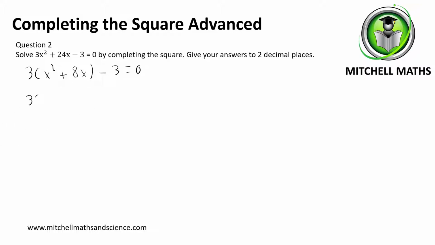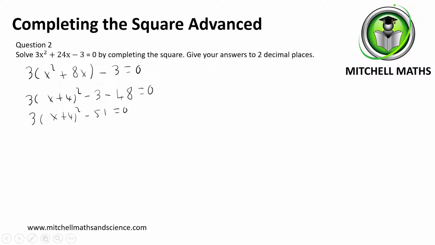Then I'll get 3 times x plus 4 squared. Well, 4 times 4 is 16. Remember to times it by the number in front, which is 3. Therefore, I'll get minus 3 minus, well, 16 times 3 is 48, minus 48 equals 0. Well, minus 3 minus 48 is minus 51.